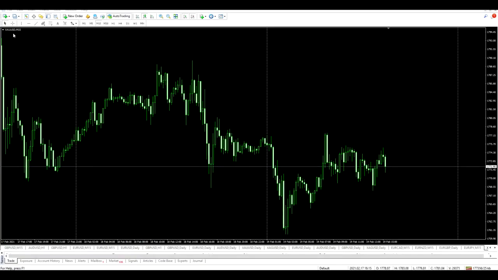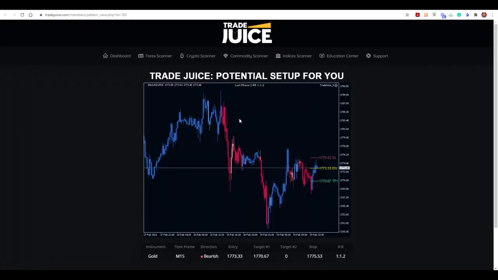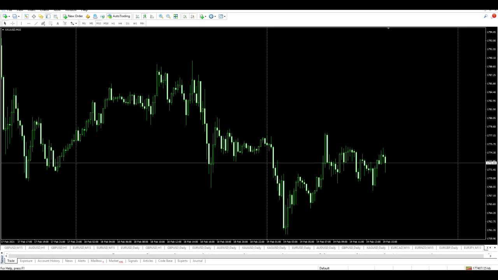Hi guys, I'm on the gold USD 15-minute chart, and the reason I'm on this is because TradeJuice has highlighted this as a potential high probability trade setting up. Now, I do have a chart that I can use for this, and it gives me the entry point, stop loss, and take profit. Now, the entry point, just during the time of doing this recording, is actually just here at the moment.